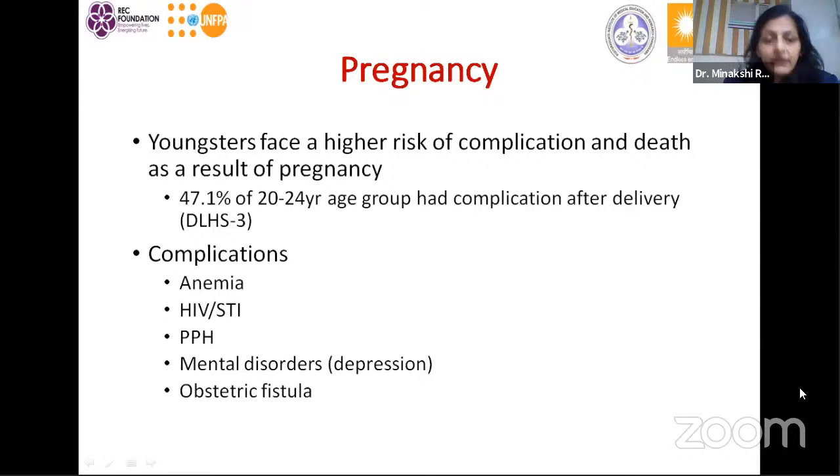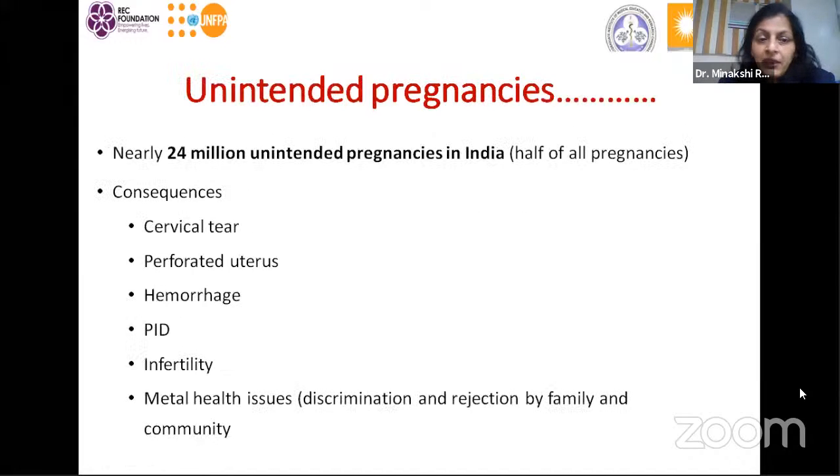We can see in district level household surveys that around 50% of the women in this age group had complications after delivery. The surveys show they had one or more complications in the form of anemia, HIV, STI, PPH, and some mental disorders, most of the time depression. They may have fistulas if the pregnancy remains undetected and unsupervised. If they do not continue an unintended pregnancy, again it is a big problem. It may land up in a perforated uterus if she does not go to a proper public or private facility. It may land up in postnatal hemorrhage, PID, infertility, and certain mental health issues also.